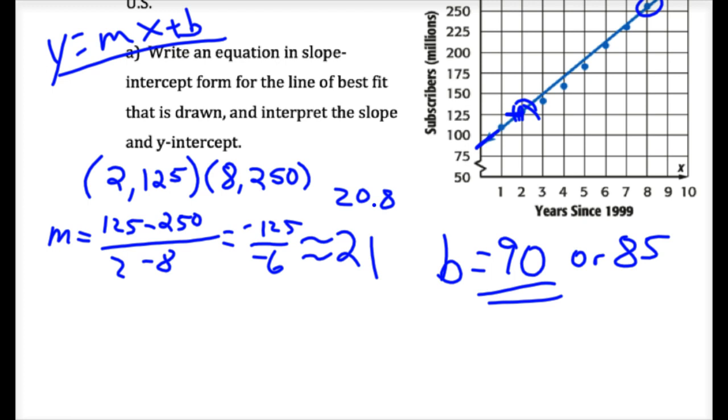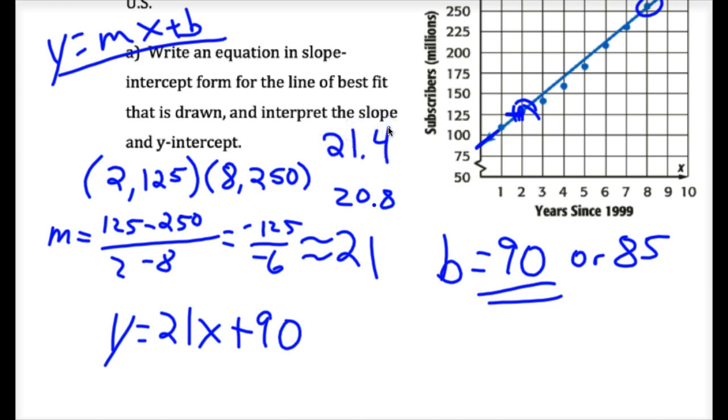So, who's got the equation written? The easy part. Harrison, what was your equation? Because you used a different slope. Y equals 21x plus 90. Oh, your slope was 21.4. Guys, if Harrison uses 21.4 instead of 20.8 or 21, is that close enough? Yes. You know why? He's showing work. He's showing his points and circling things. He's doing all the right things.